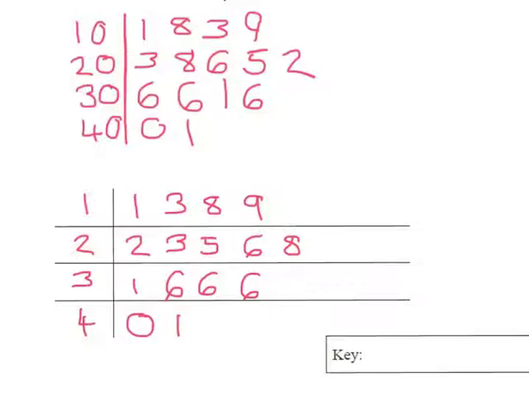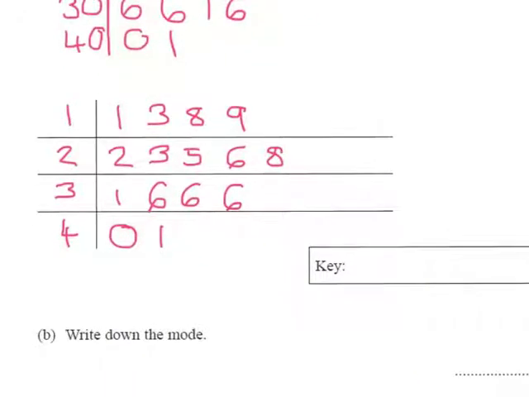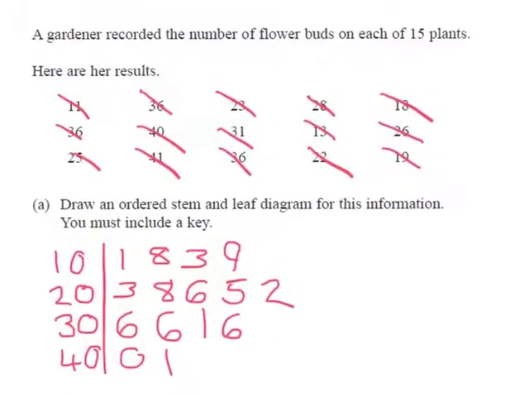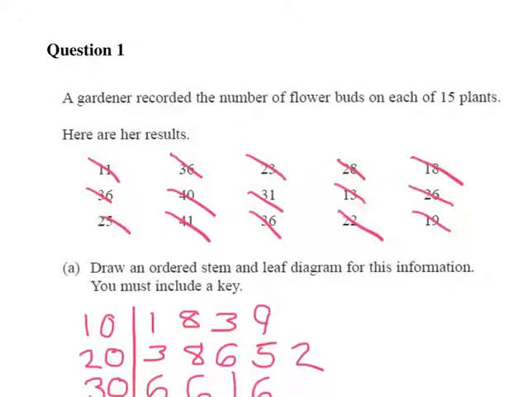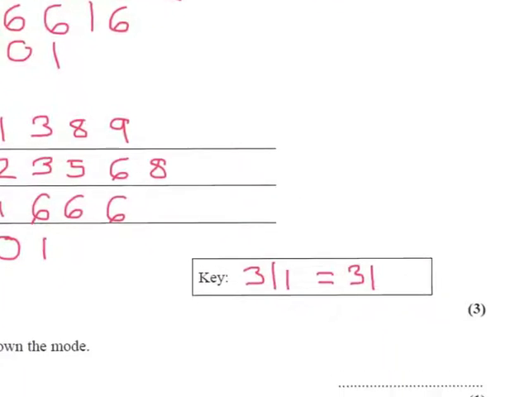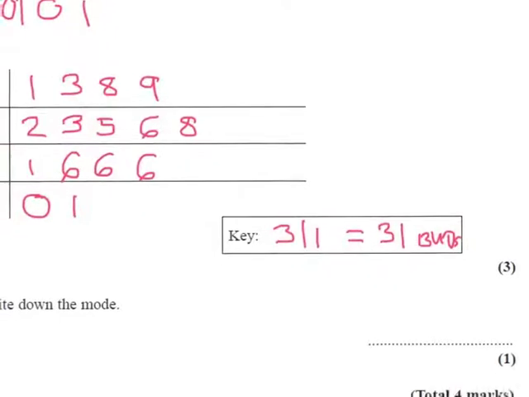Okay, so that's obviously stem and leaf diagram complete, but as my mum used to say to me when I was a kid, don't leave home without your keys, don't forget your keys. We can just take maybe the 31 from the third row down, and we just say 3 line 1 equals 31. Now this does refer to number of flower buds on plants, so we could put in the key 31 buds. That question's done. That's the 3 marks.